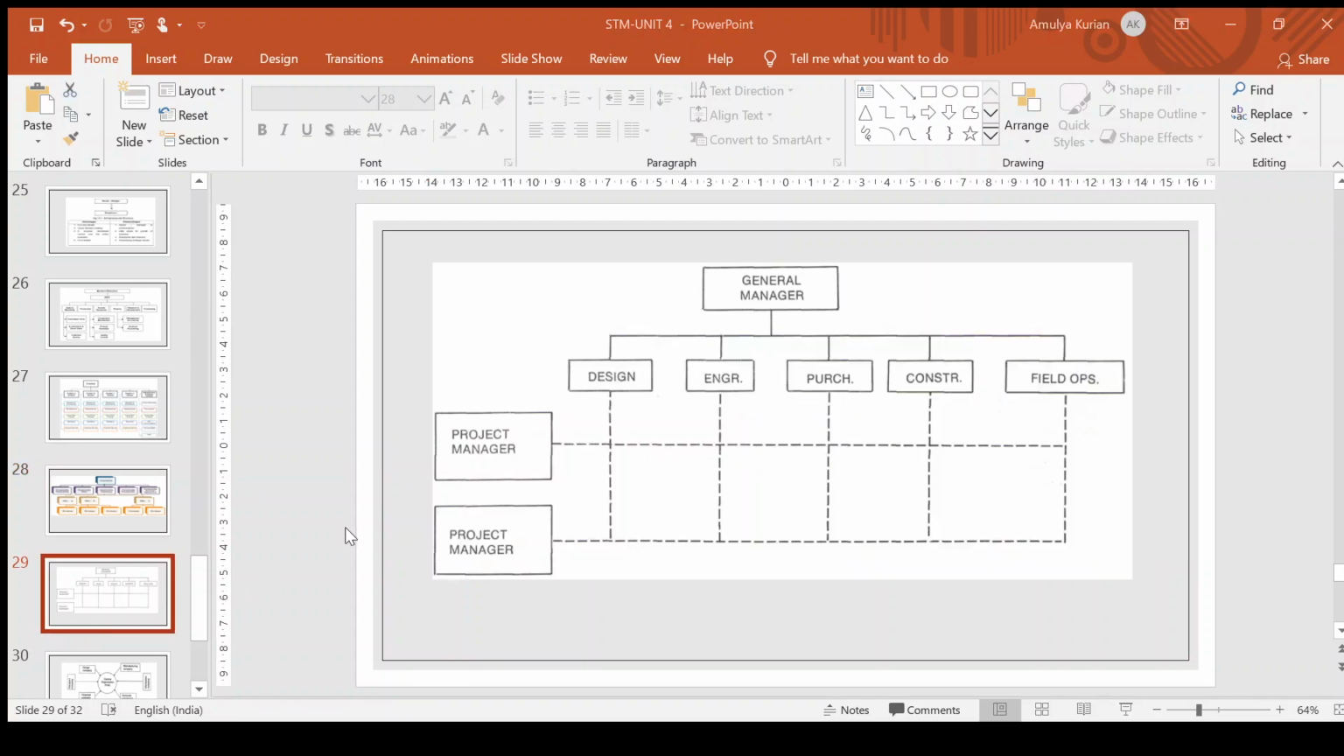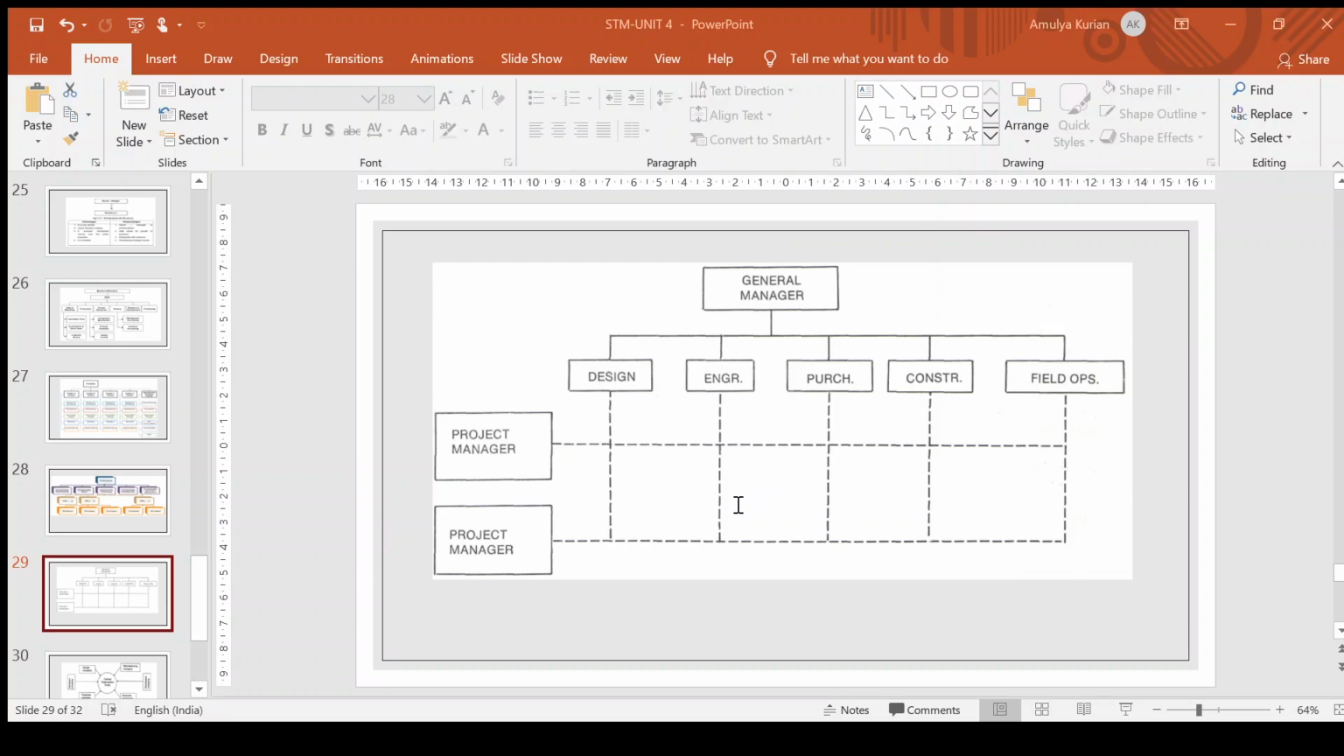Next one is matrix structure. Matrix structure is a company structure in which the reporting relationships are set up as a grid or matrix rather than in traditional hierarchy. There will be both a functional manager and a product manager. The functional manager will be here. The product manager, or project manager, will be at different levels. So this is called matrix, where there is a grid which is being formed.